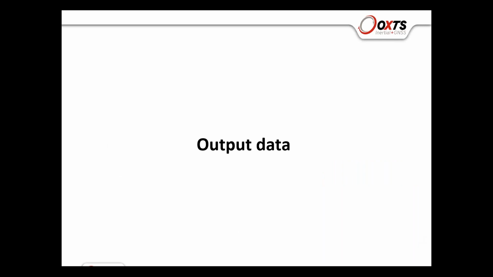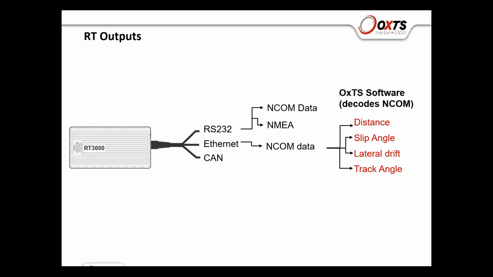But what do we get out of the RT or the OxTS products? Well, it depends what sort of output interface you use. With the RT3000s, we can output over RS-232, Ethernet, or CAN. Over the CAN connection, you'll get CAN messages. Over RS-232, we'll get ENCOM data or NMEA, and over Ethernet, we'll output ENCOM data.